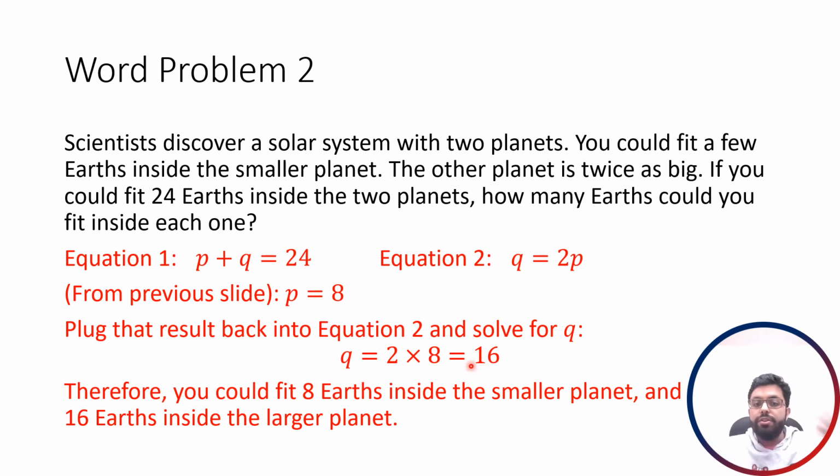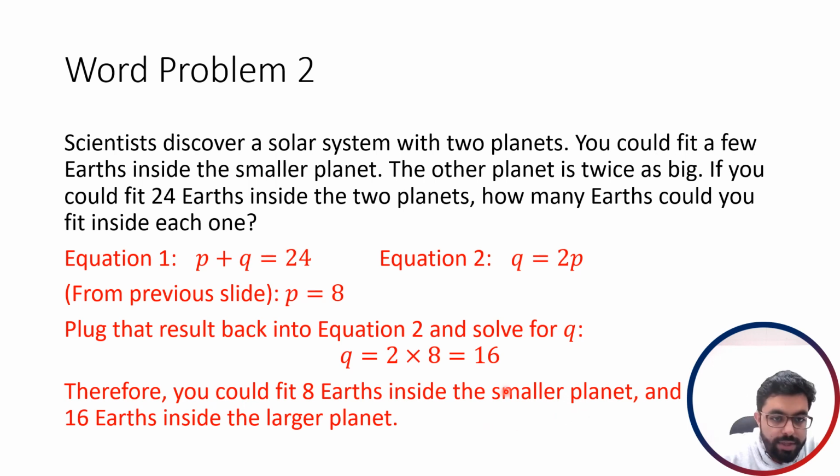And then we just need to remember that we have to write this out in words. So we know that P is equal to 8. What's P? P is the number of Earths that you could fit inside the smaller planet, and Q is the number of Earths that you could fit inside the larger planet. So the therefore statement becomes: therefore you could fit 8 Earths inside the smaller planet and 16 Earths inside the larger planet. And then of course you can double check.